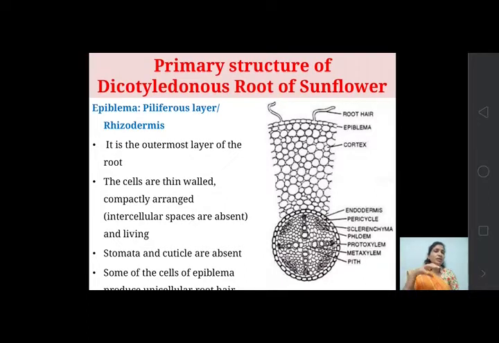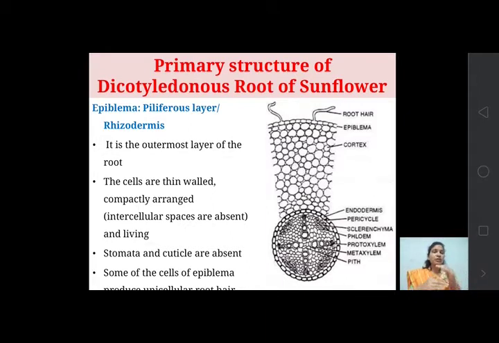Why is it known as the piliferous layer or the rhizodermis? Because you see there the epidermal outgrowths, that is epidermal appendages, of the protective tissue system. These epidermal appendages are the root hairs, which are elongations of the epidermal cells. Some of the epidermal cells form an elongated, thin hair-like structure known as the unicellular root hair. So that's why this layer is known as the piliferous layer or the rhizodermis.